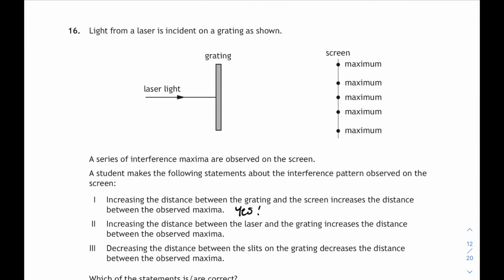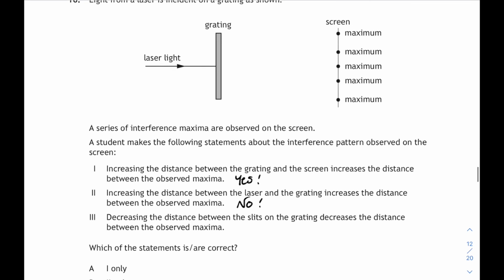Statement 2. Increasing the distance between the laser and the grating increases the distance between the observed maxima. Well, no it won't. That'll have no effect whatsoever. And statement 3, decreasing the distance between the slits on the grating decreases the distance between the observed maxima.